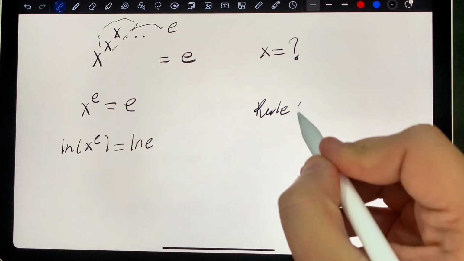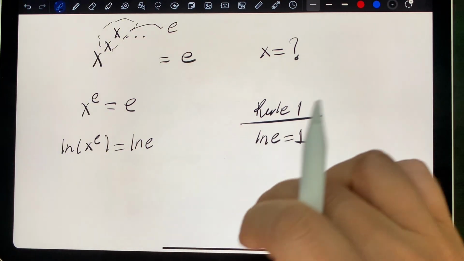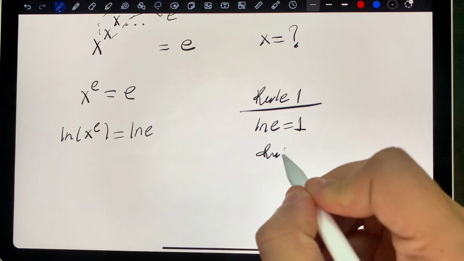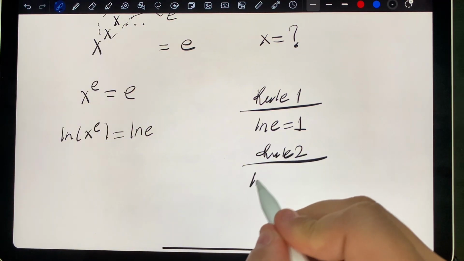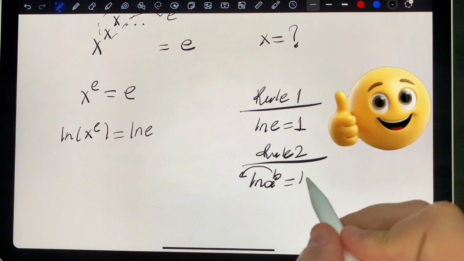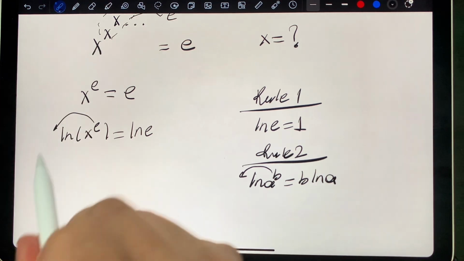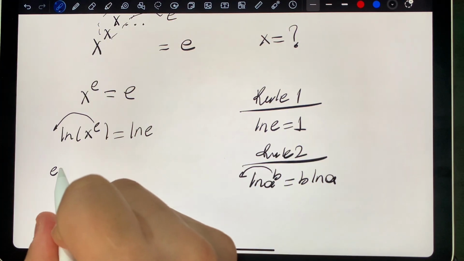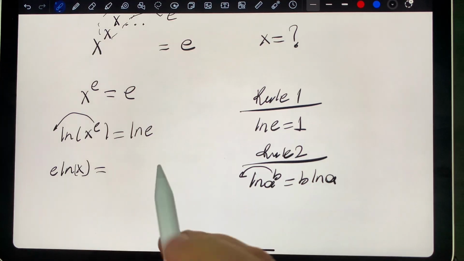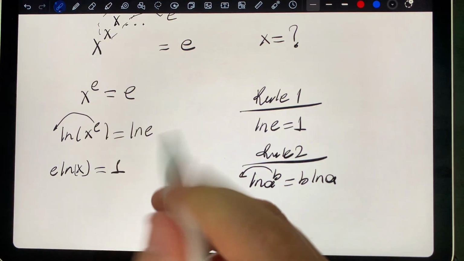Rule 1. ln e equals 1. Rule 2. ln a power b equals b times ln a. Now a times ln x equals, by rule 1, ln a equals 1.